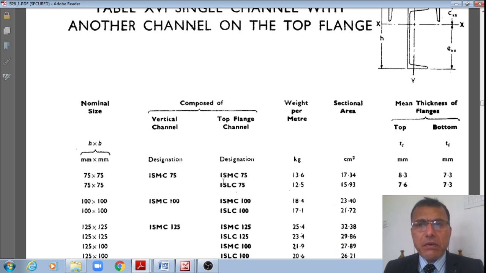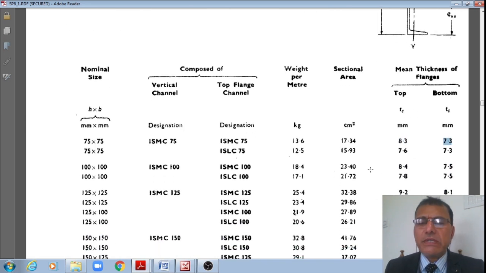Then a joist section as appropriate, or the purlin sections as appropriate, right? Therefore, its total weight is 13.6 kg per meter, or approximately 136 Newton per meter, and the sectional area is equal to 17.34 centimeter square, or 1734 mm square, and the mean thickness of the top flange TC is equal to 8.3 mm, and that of the bottom flange is equal to 7.3.